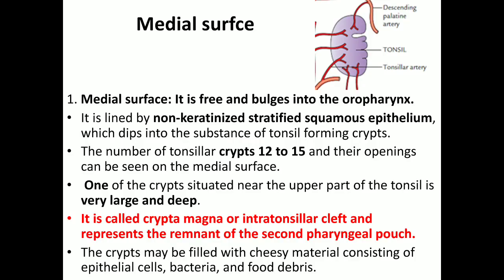Now the medial surface, you can see on the medial surface a large number of crypts are there. They are 12 to 15 in number, and the uppermost crypt is the largest one, and that is called crypta magna or the intratonsillar cleft. And this crypta magna represents the remnant of the second pharyngeal pouch.